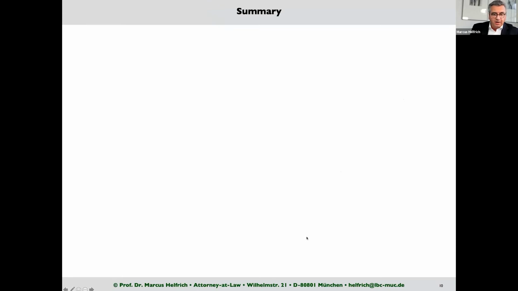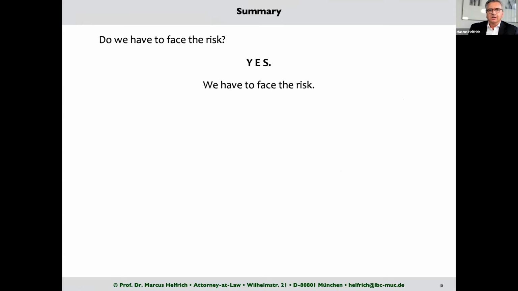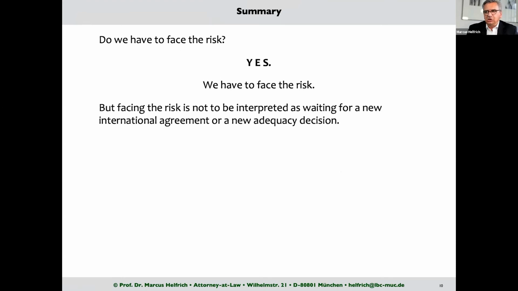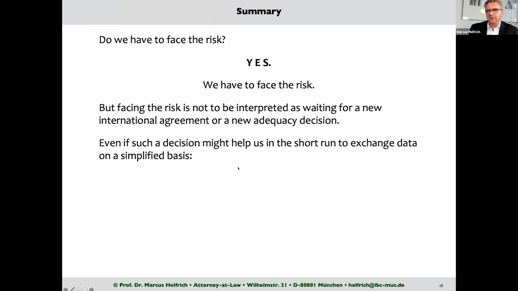Okay, let's summarize that for a short warming up round. The initial question had been, do we have to face the risk? Yes, I think so. We do have to face the risk. But facing the risk is not to be interpreted or understood as waiting for a new international agreement or adequacy decision. It's not wait and see. It's act and see what happens. So this is, I think, an important aspect.